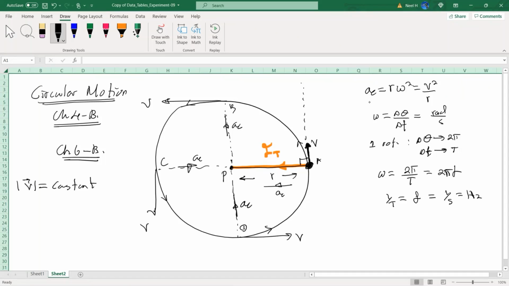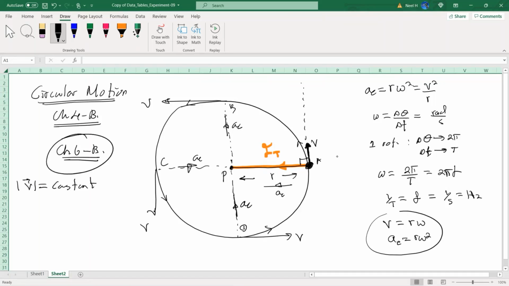Because of all of this that we discussed in chapter 4b, we can correlate these angular quantities and the linear quantities as needed. The linear quantity v is equal to R times omega, and a_c, which is a linear quantity, is equal to R times omega squared. Then you see what the correlation looks like: linear quantities always look like the radius multiplied by the angular quantity. All of those are valid. We talked about those things in chapter 4b.